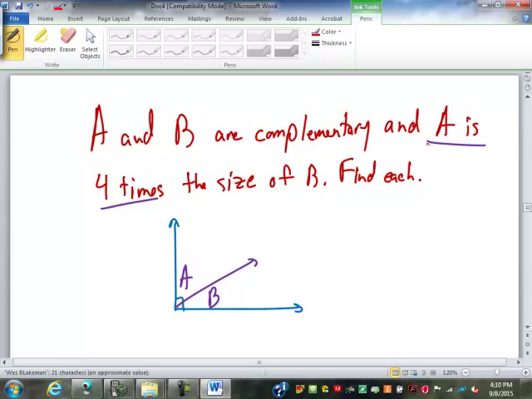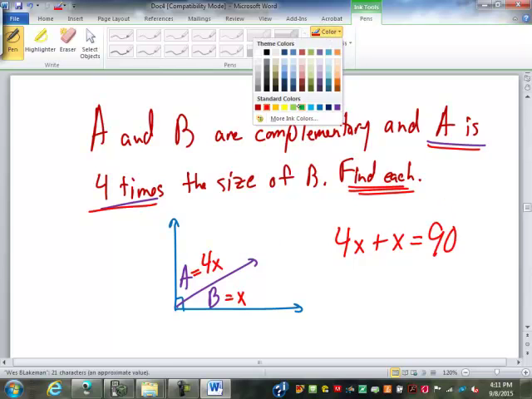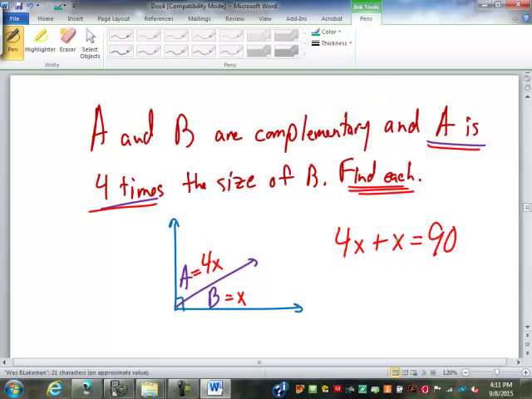Well, A is 4 times B, which tells me if I let the size of angle B be X, A would be 4 times X, 4 times bigger. So how can I use that information to find each angle? Well, 4X plus X has to add up to 90. So now I can solve that. What am I going to do?